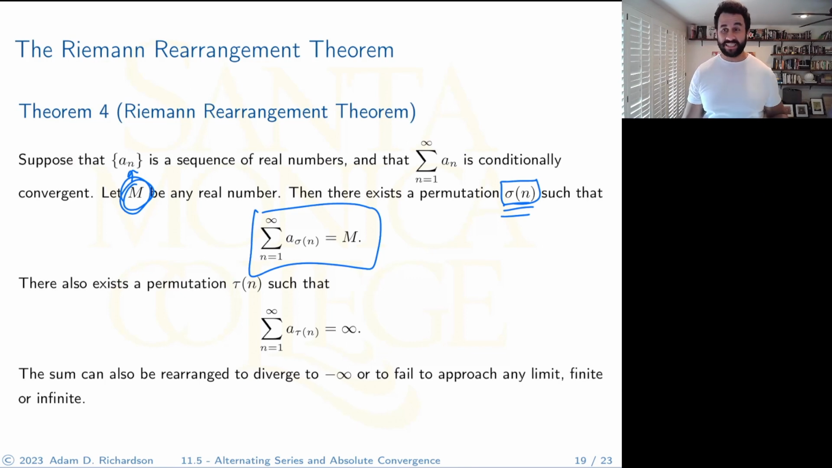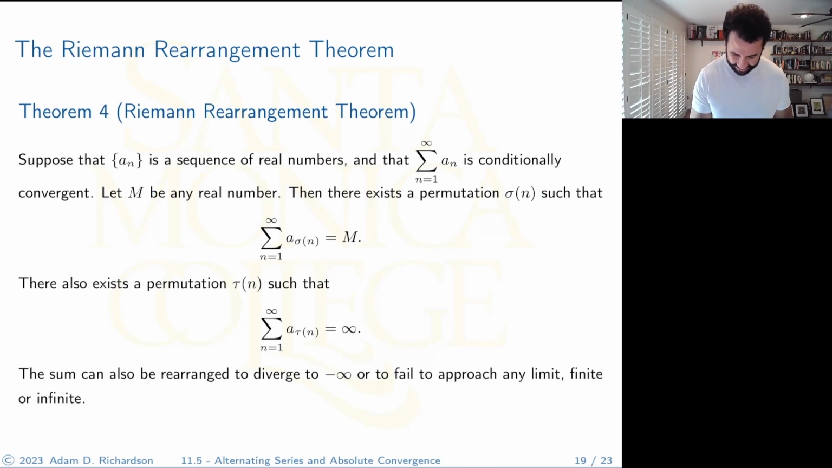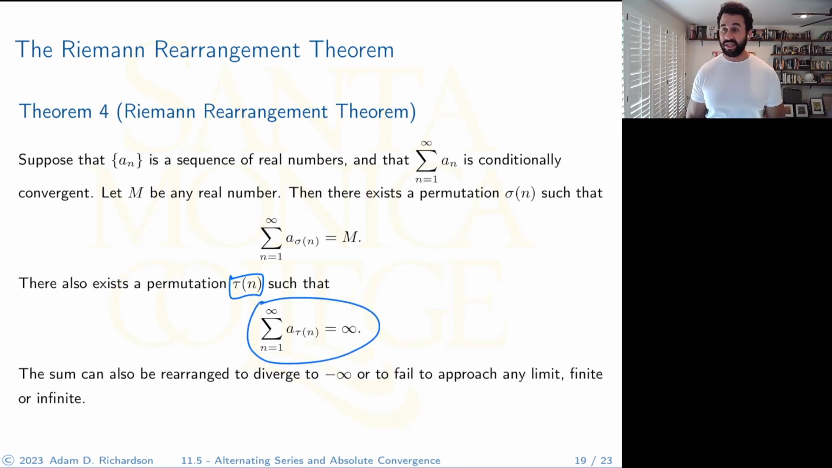Okay, now let's finish the statement of the theorem. That was just the first part of the theorem. It also says this: there's another permutation, tau of n, such that if you permute the terms in this way, you can get the series to actually diverge. You can get the series to be equal to infinity. You could also get it to diverge to negative infinity. And there's even a permutation that makes the result fail to approach any limit.